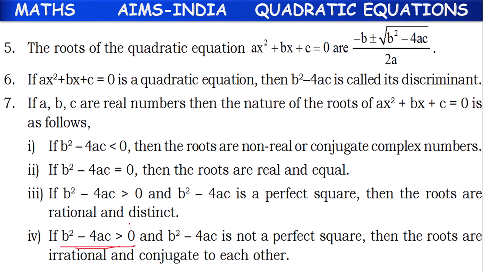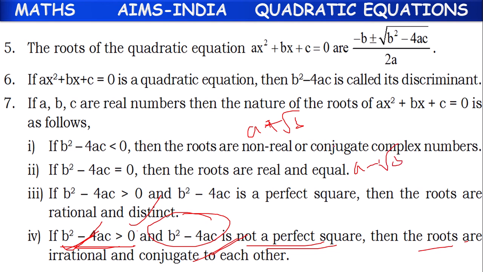If the discriminant is greater than 0 and the discriminant is not a perfect square, then the roots are irrational numbers. If they are irrational, they are conjugate to one another. Meaning if one is a plus root b, the other one is a minus root b. If you multiply both of them, the root will be cancelled. Then they are called conjugates.